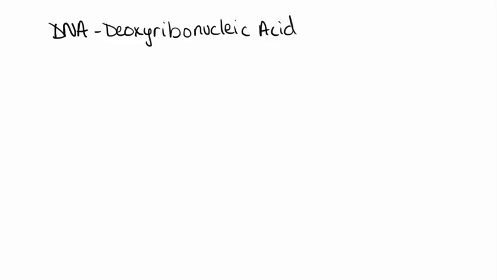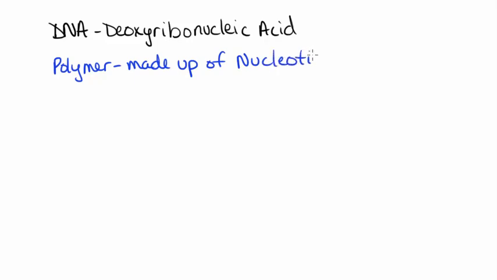The term DNA stands for deoxyribonucleic acid. And when we look at that chemical name, it does tell us a bit about the structure of the DNA molecule. So first of all, DNA is a polymer. And as a polymer, it is going to be made up of smaller units. And those smaller units or monomers are going to be called nucleotides.